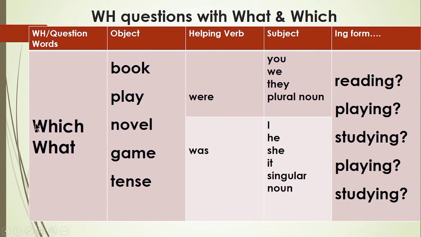We have another structure in these WH questions. We form it with which or what only, and here we have a choice. For example, we have the WH words which and what, then the object rather than the subject, and then the helping verb, then the relevant subject, and finally ing form. For example, which book were you reading? Which play were you playing? Or what novel were you reading or studying, etc. What game were you playing? Or what game was he playing? Or what game was I playing? So that is how we ask these questions, and again they are answered with a full declarative sentence.